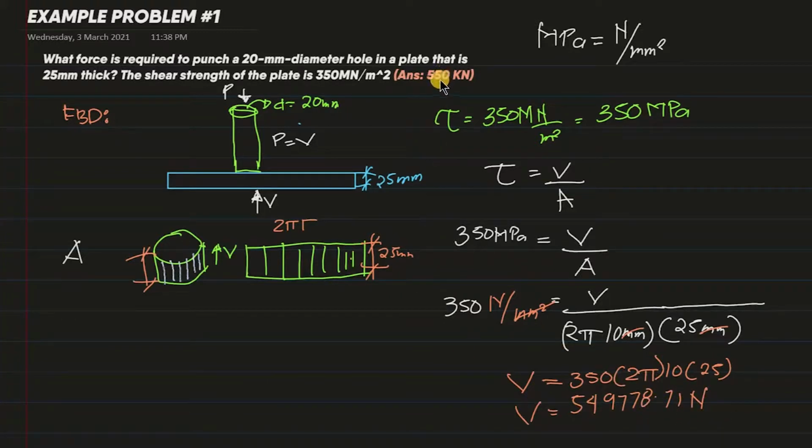And kung titignan natin yung desired answer, that's 550 kilonewtons. So, convert lang natin sa kilonewtons para ma-check natin. So, i-divide lang natin yan sa 1,000. Move natin yung decimal places in 3 points. 1, 2, 3. We have 549 kilonewtons. So, malapit lang siya dito, 550, nag-round off lang kasi siya. Okay? So, doon po nang galing yung sagot natin, which is 550 kilonewtons.